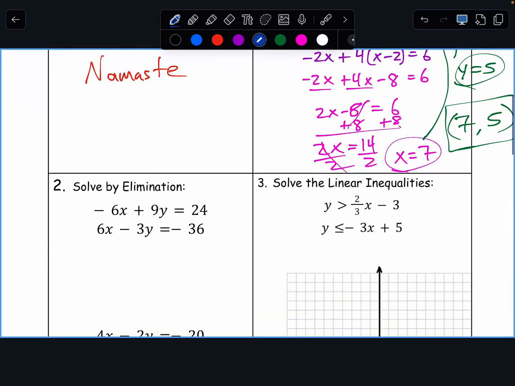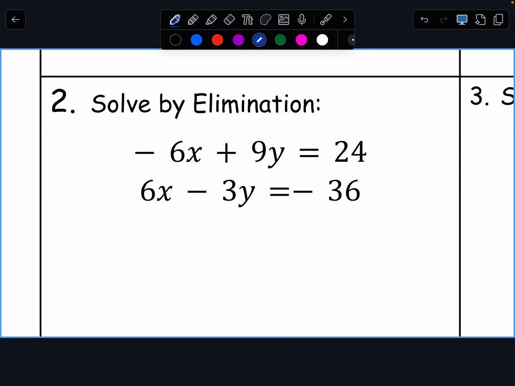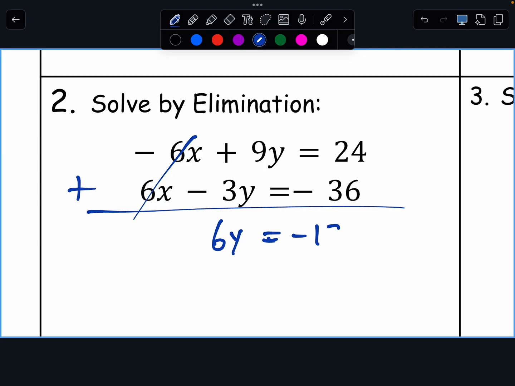Now when we go to elimination, remember, we want opposites. So when you look at this next one, look at x and y and see if we need to change anything. Negative 6 and positive 6 are already opposites, so we don't need to change anything. We can just add them together. Negative 6 plus 6 is 0. 9 plus negative 3 is 6y. And 24 plus negative 36 is negative 12.